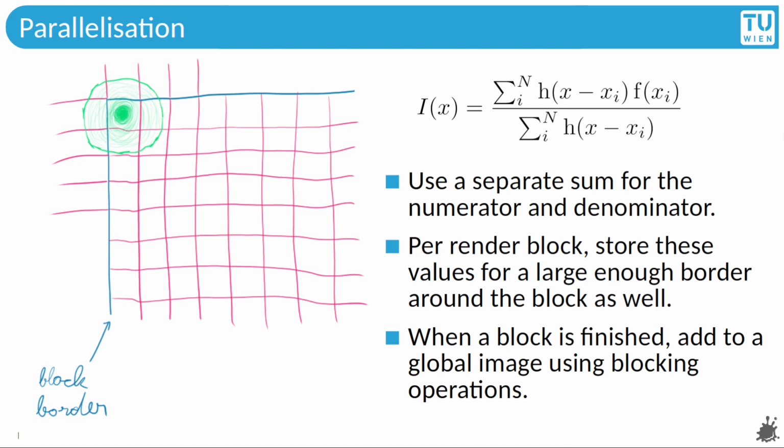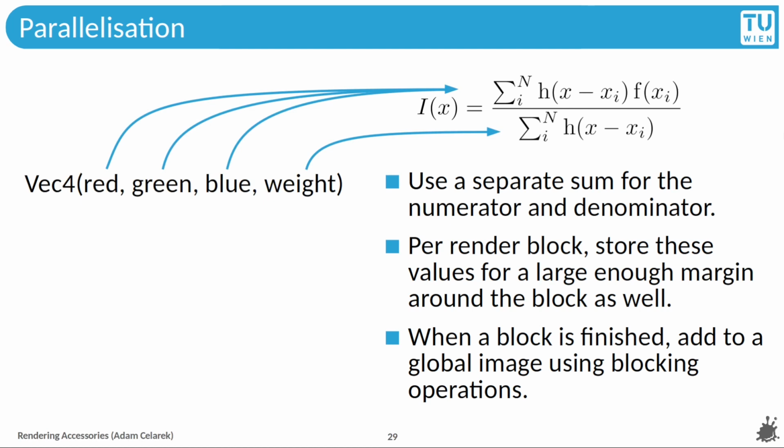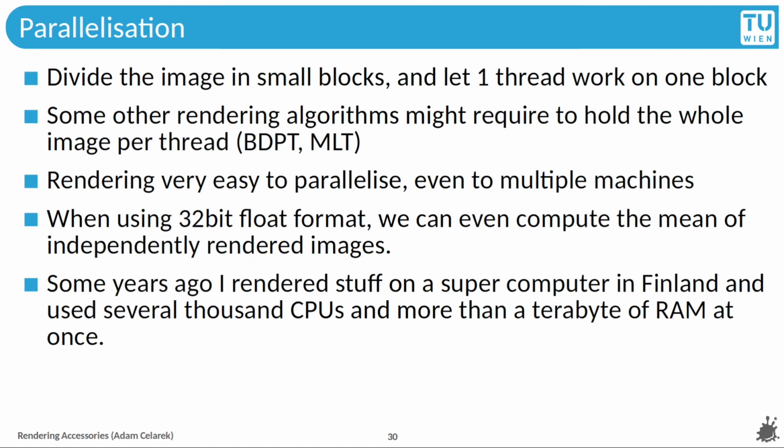Nori solves that by putting the three values of the numerator for the three colors and the filtering weight into a 4-element vector. The blocking add operation doesn't even need to know what the data is. As a last step, we simply divide all pixels by their fourth component. For path tracing, we can use this method without any problems, but some other algorithms require access to the whole image. For instance, that would be the case if we started tracing from the light sources and wouldn't know which pixel the ray ends up.